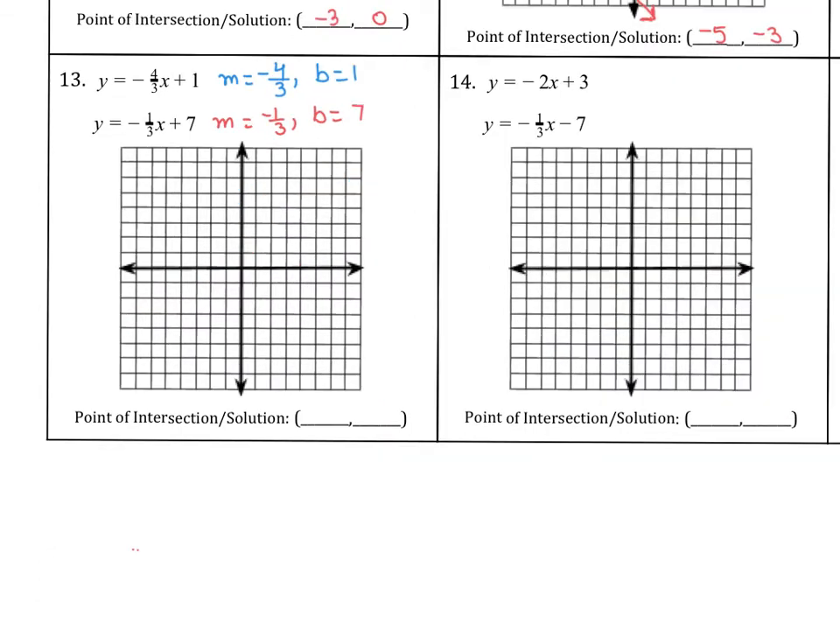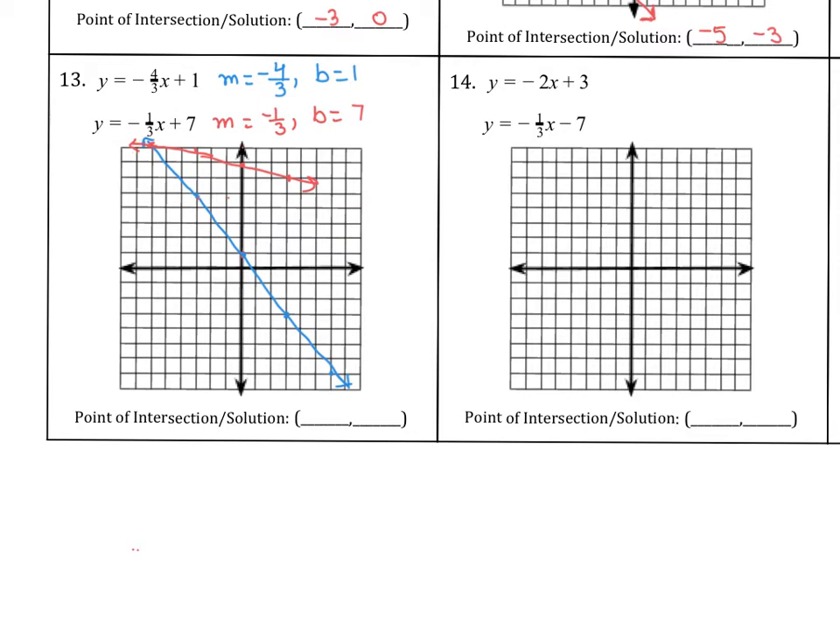Question number 13. y equals negative 4 over 3x plus 1, where m is negative 4 over 3 and b is 1. When you graph this, you start from 1 and go down 4 over 3, down 4 over 3, and similarly you go up 4 over 3 onto the negative side. I extended the blue line more and it reaches this point because of the other line. Starting from 7, you go up 1 over 3, up 1 over 3. They meet each other at this point.